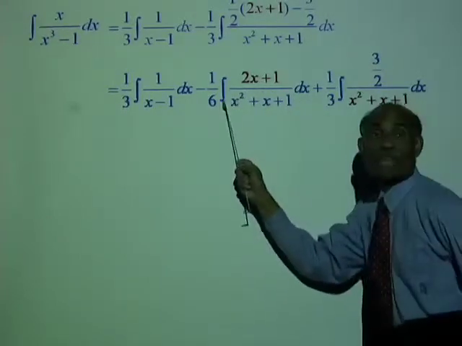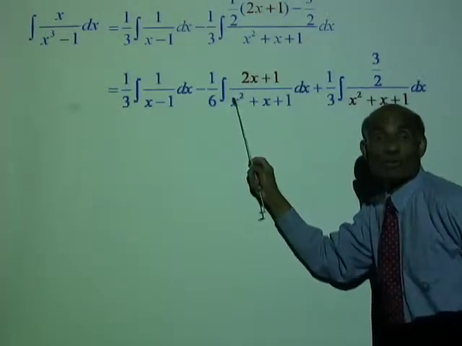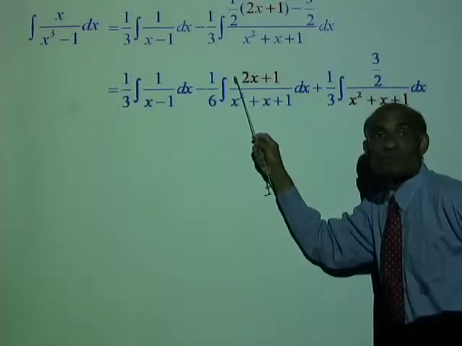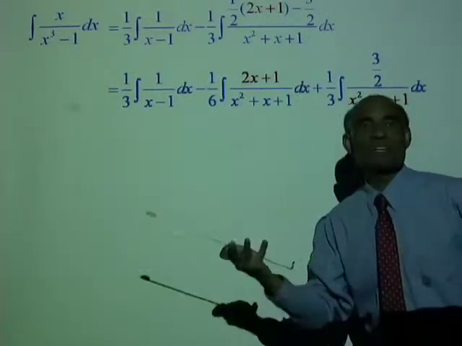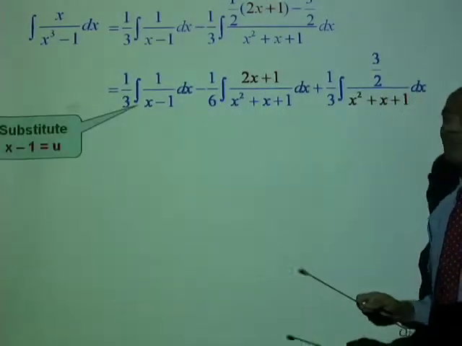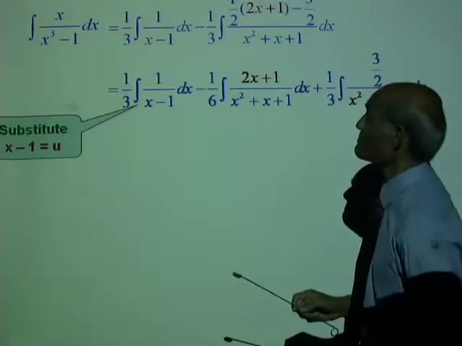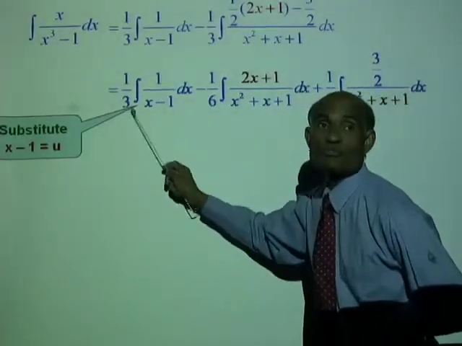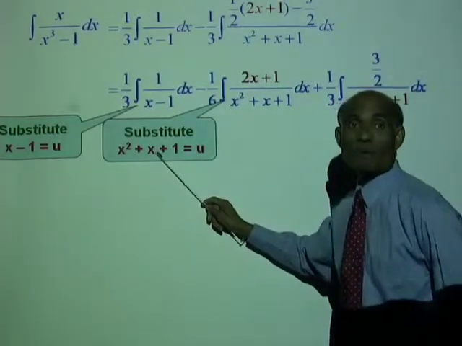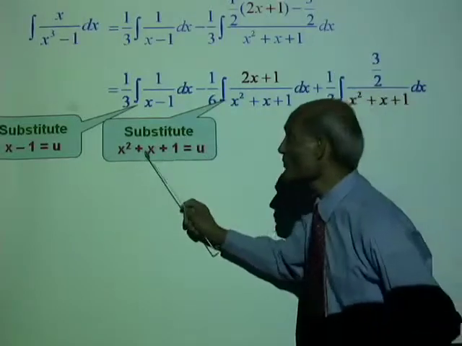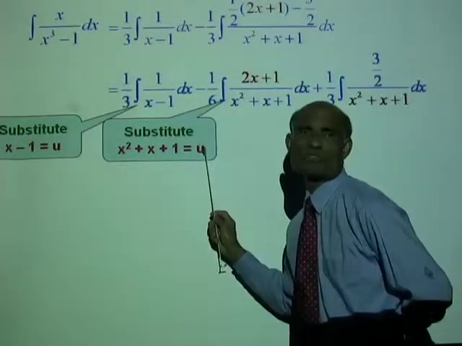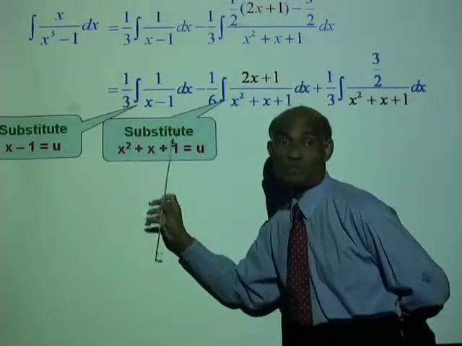But now, this can be integrated easily. How? If you put x squared plus x plus 1 equal to u, then 2x plus 1 dx becomes your du, because 2x plus 1 is the derivative of this. Alright, now we're going to make a substitution. Substitute x minus 1 equal to u here, and substitute x squared plus x plus 1 equal to u here. We're going to use u right through. They are not the same u, they are different u's.